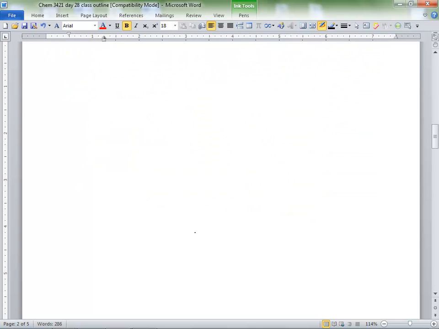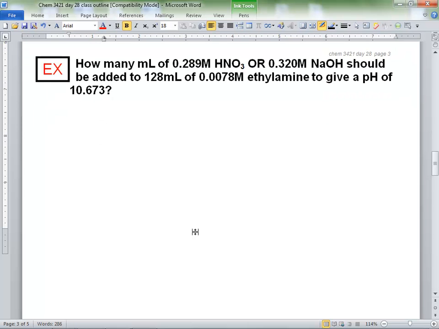Okay, let's see if we can play this game here. Let's take a look at the first one. How many mils of 0.289 molar nitric acid or 0.320 molar NaOH should be added to 128 mils of 0.0078 molar ethylamine to give a pH of 10.673?